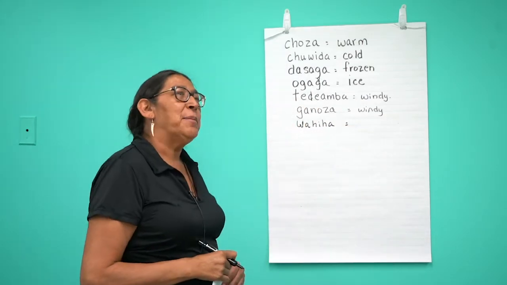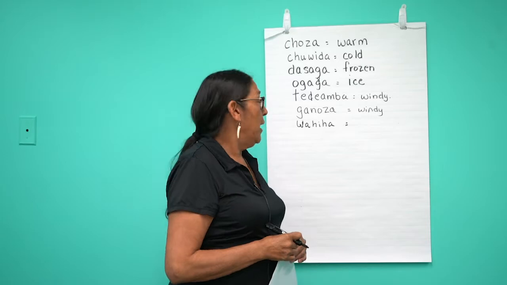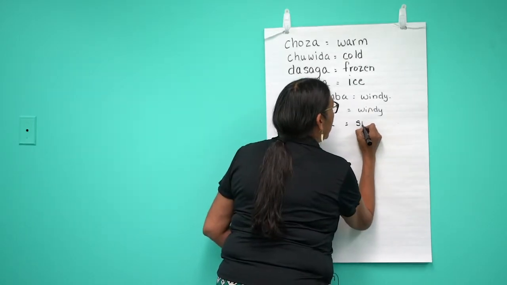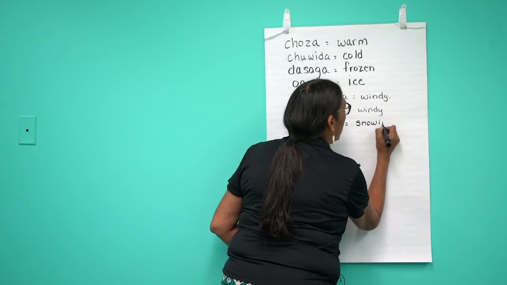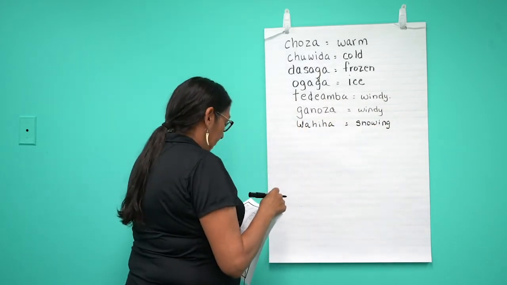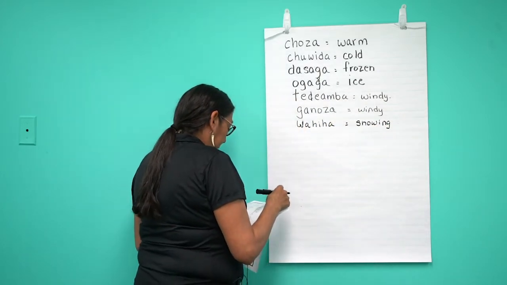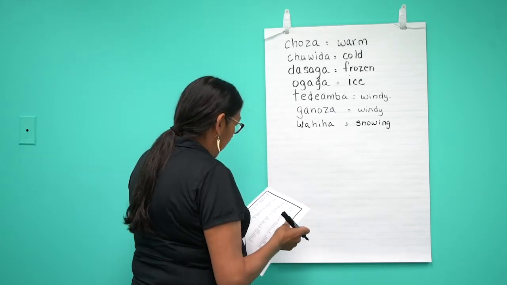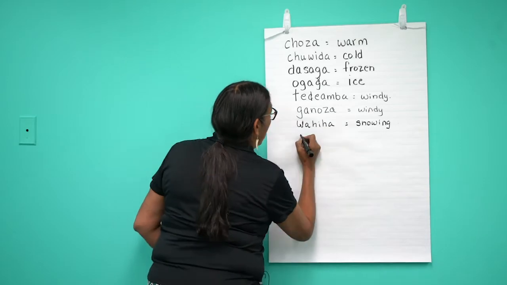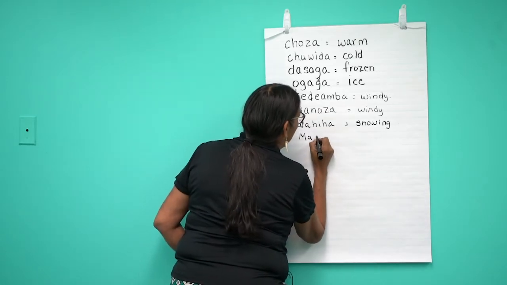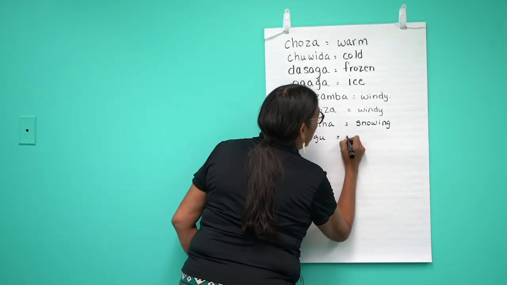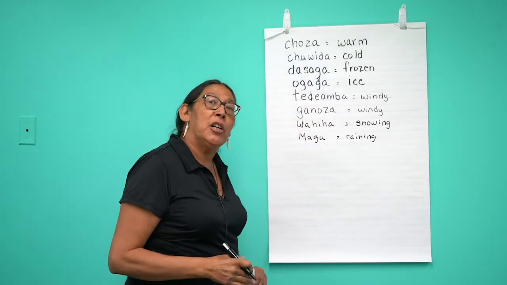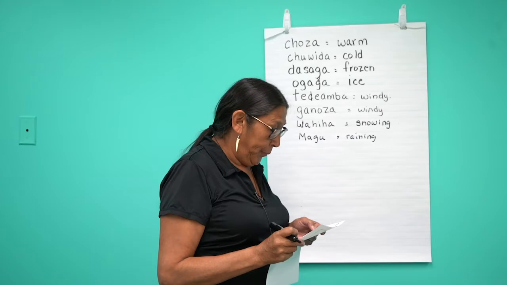In the winter time now, especially on Christmas Eve. Wahiha. I love it when this happens on Christmas Eve. It is snowing. Wahiha. Yeah, what else? Oh, I guess I'll do it. I don't have it on here, but I will do magaju. And that is raining, as it is today. Ambanen magaju. It is raining today.